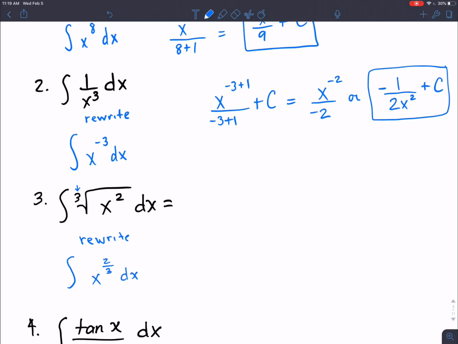Now we're going to do x to the n plus 1 over n plus 1. So 2/3 plus 1, which would be 3/3, would give us 5/3, and then when you do this, it's going to be divided by 5/3. This is an easy transfer when you simplify, because you would multiply by the reciprocal, which is 3 over 5, so you're just going to get 3/5 x to the 5/3 plus a constant.